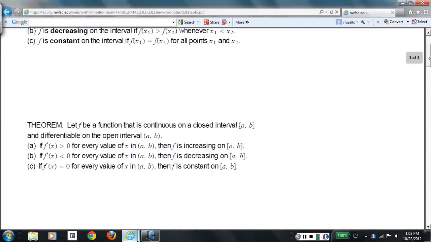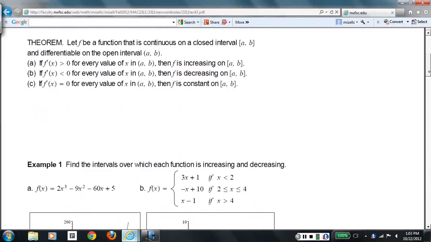Talked about what it means for a function to be increasing. We said that the mean value theorem can be used to prove that a sufficient condition for a function to be increasing on an interval is that f prime be positive on that interval and it be continuous on that closed interval. Similarly, if it's continuous on a closed interval and f prime is negative on the interior of the interval, then it's decreasing on the closed interval.